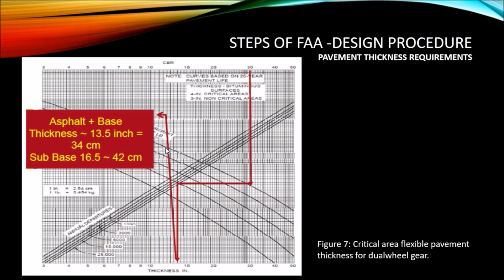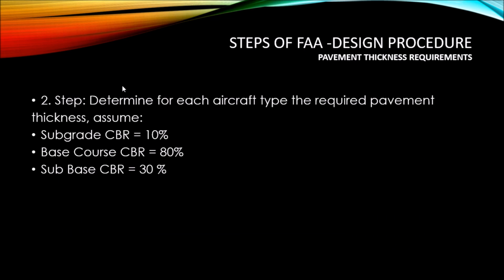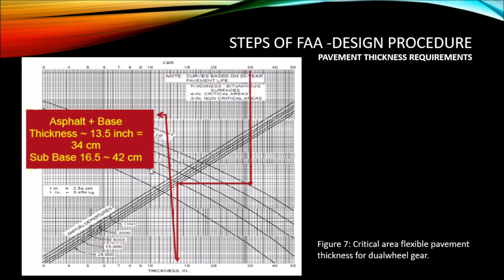So here we have the asphalt and base thickness. How do we find that? We were given our CBR here for our sub base as 30. So we go back to the graph, the same graph type, critical area flexible pavement thickness for dual wheel. Under 30, we move down since our sub base is 30.